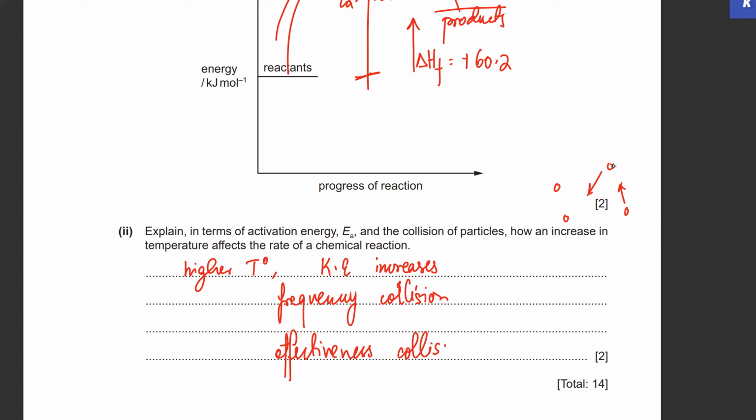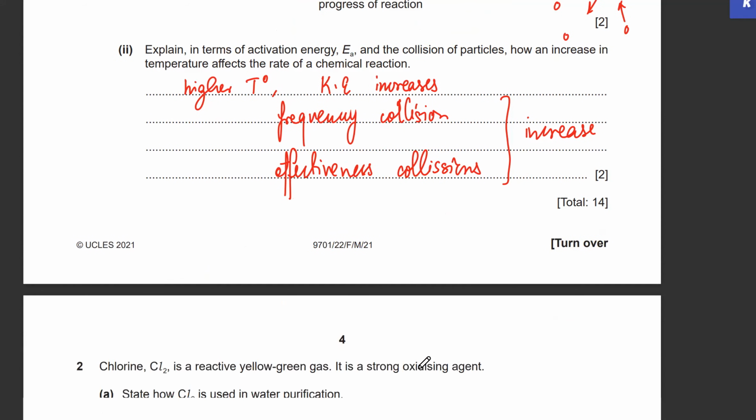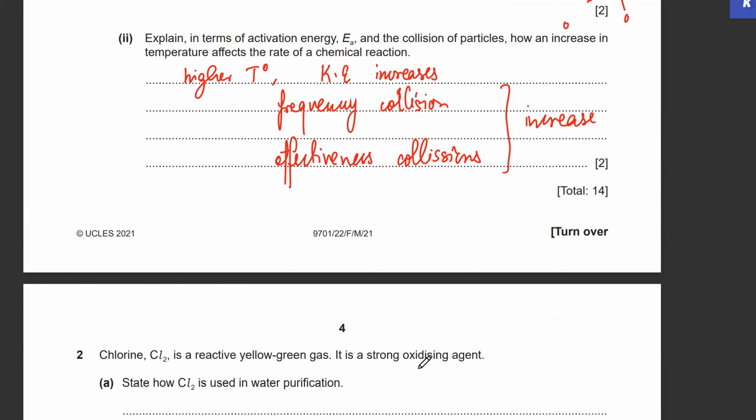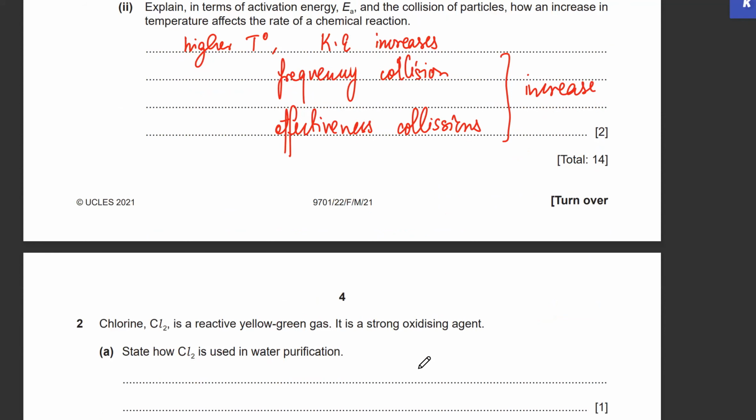So collisions are always described in 2 ways. Now, when you have a higher temperature, both increase, because the particles are traveling faster, so they bump into each other a lot more. Plus, they bump into each other with a lot more force, which is why it's a more vigorous reaction. Is that clear? Yes, sir.